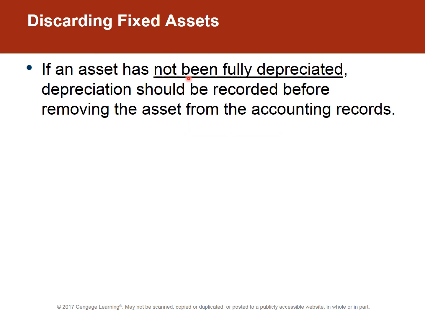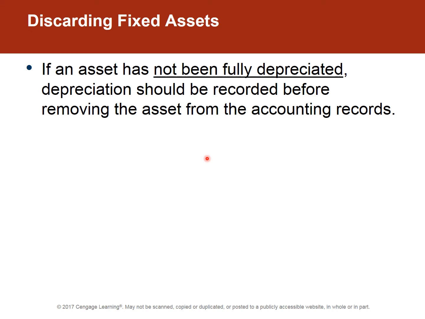So if the asset has not been fully depreciated and you're getting ready to discard this asset, then you have to update depreciation before removing the asset from the accounting records. Remember these adjusting journal entries that we're doing. We're assuming an accounting period. So if you're removing a fixed asset before the end of the accounting period, maybe the accounting period is 12 months and you're removing it 3 months into the accounting period, then you have to update for depreciation expense because you did actually use that piece of equipment for 3 months, and that depreciation expense is recording the cost of that asset to offset or match the revenue earned during that period.